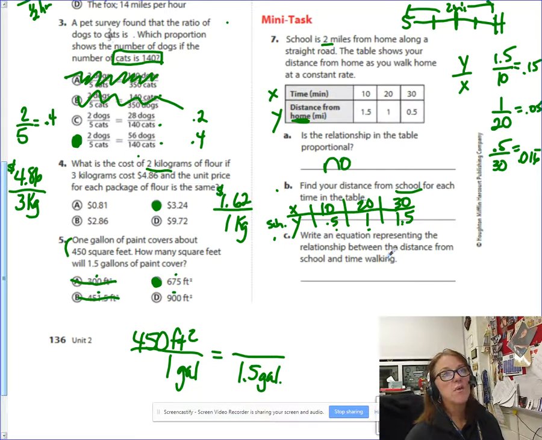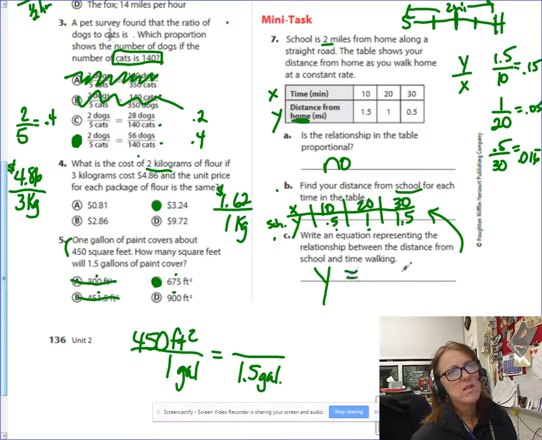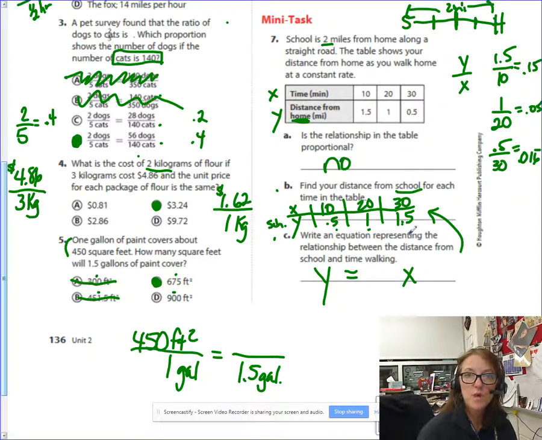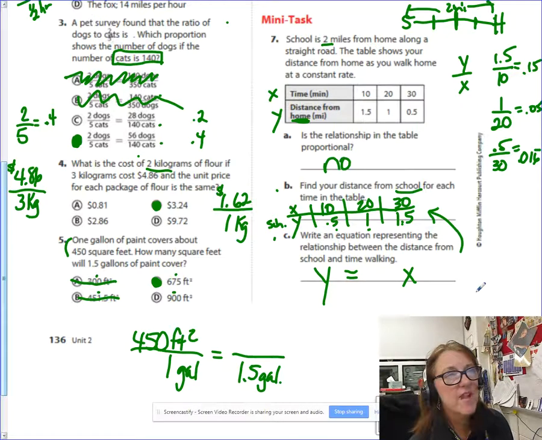Now it says write an equation representing the relationship between your time walking and the distance from school. So I need to be able to write this equation as y equals something times x, and I've got to figure out what that something is. 10 times what number, this k value, gives you 1/2? 20 times what number gives you 1? 30 times what number gives you 1.5? A newsflash, it's got to be small because you're plugging in a number like 10 and getting something tiny.